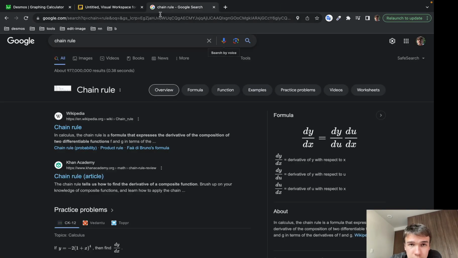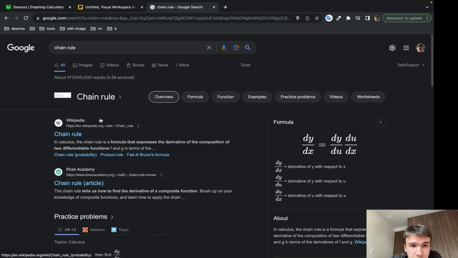Let's start. I'll close this because we don't need it anymore. So what is the definition of the chain rule? It says that it is a formula. It is the formula that expresses the derivative of the composition of the two differentiable functions f and g.